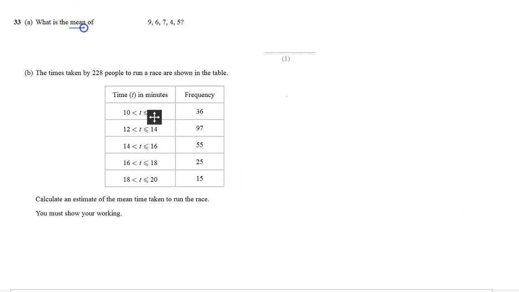Now to calculate the mean, you add all the numbers and divide by how many there are: 1, 2, 3, 4, 5. So we have 9, and 4 plus 5 is 9. Then 6 plus this is 27 plus 4, 31 over 5. So the answer is 31 over 5, the mean of these numbers.